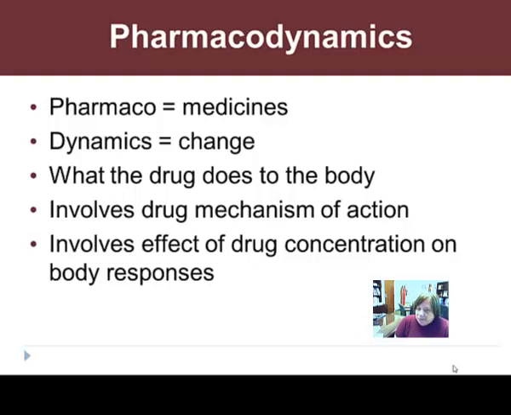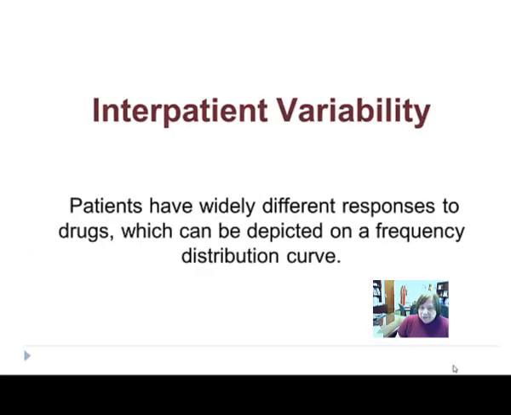You probably have heard that before, and when you look up drugs in the drug manuals, they talk about the mechanism of action. So again, we're talking about the change that occurs in the body as a result of the person taking a medication. This has a lot to do with the pathophysiology connection to pharmacology.